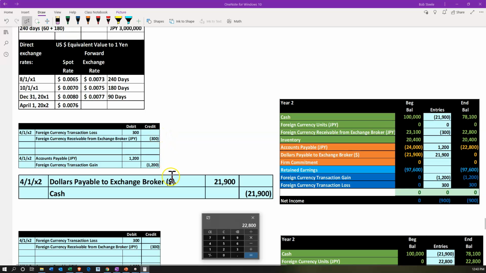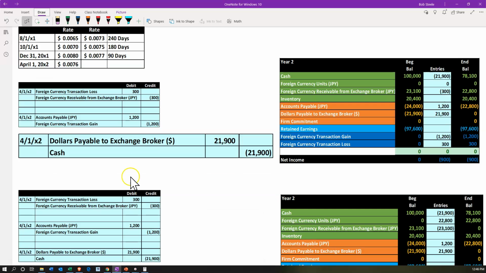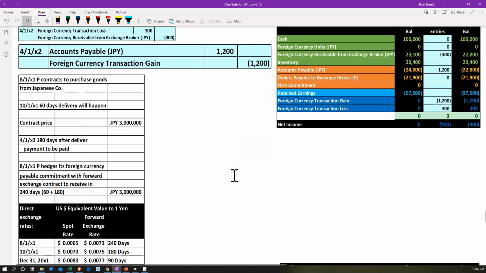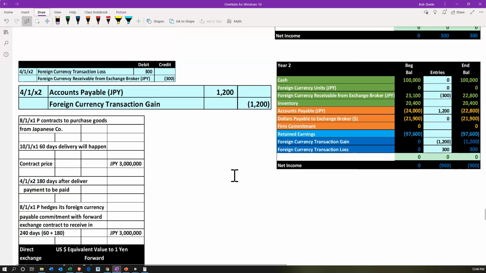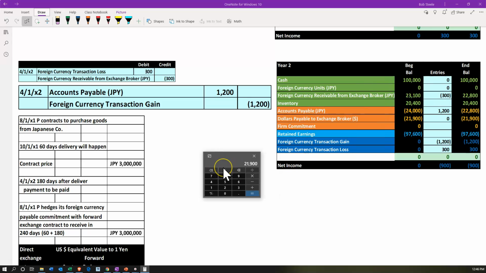Okay, next transaction. Remember that everything up until this point in time for year 2, including the current journal entry that we are working on, will be included in the entries column here. So now we're going to pay off part of the forward contract. To see it, let's go back up to the prior transaction to see what's on the books now, and then we'll see the transaction related to it. The forward contract now has this $21,900 payable on it, and we're going to go ahead and pay that component off because now we're at the payment period on April 1st, which was 240 days after the forward contract was made.